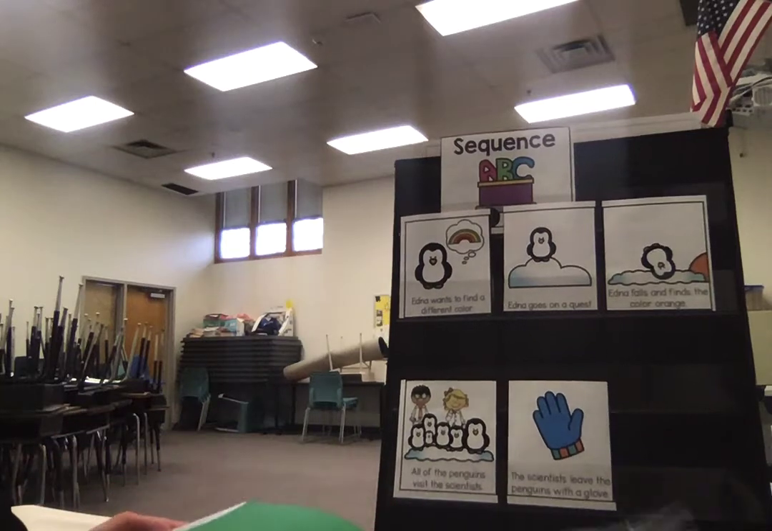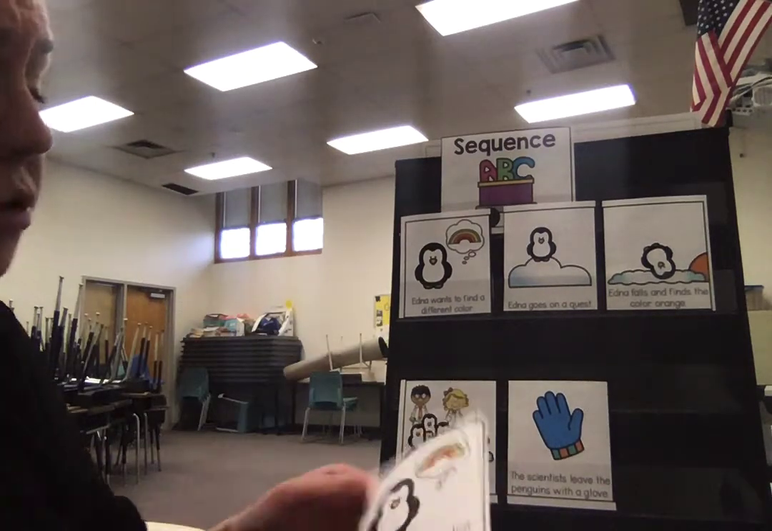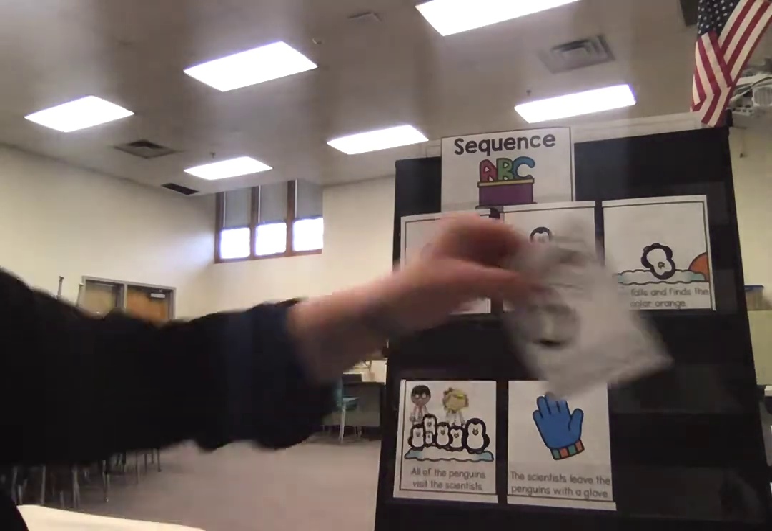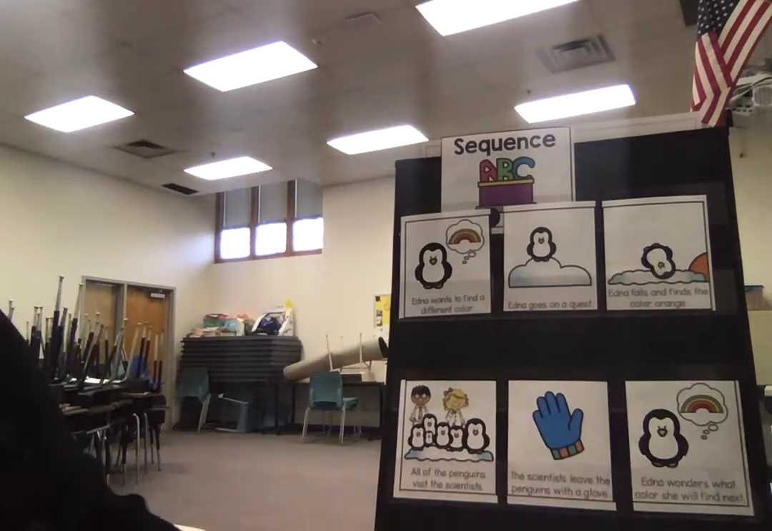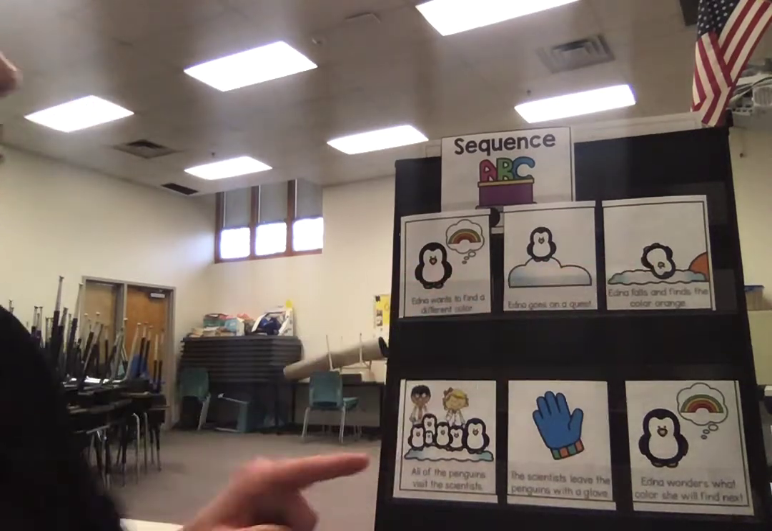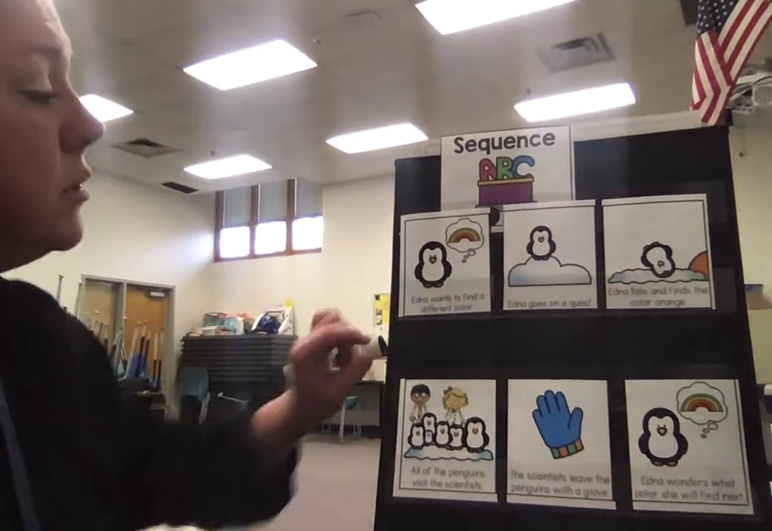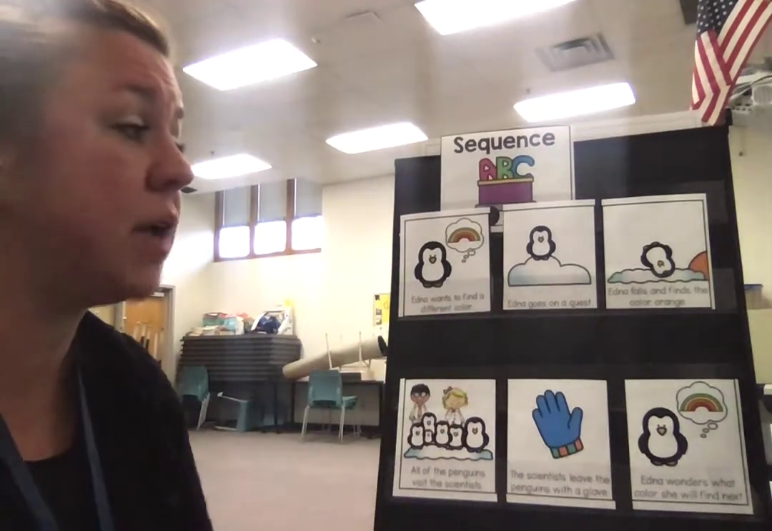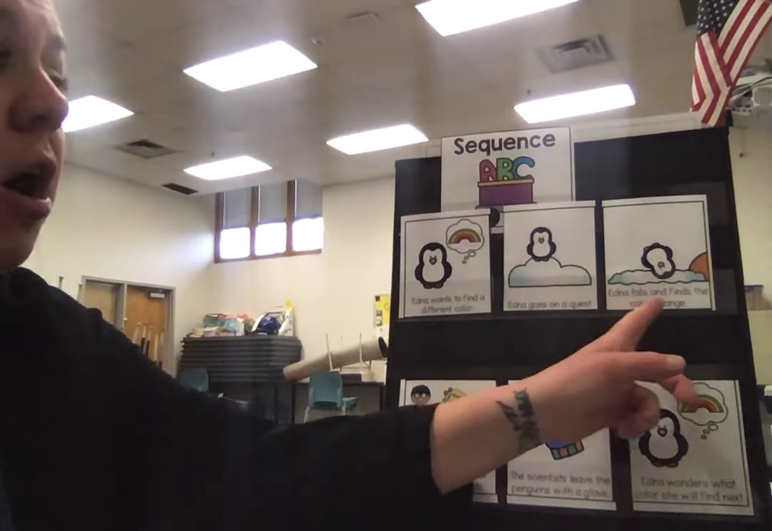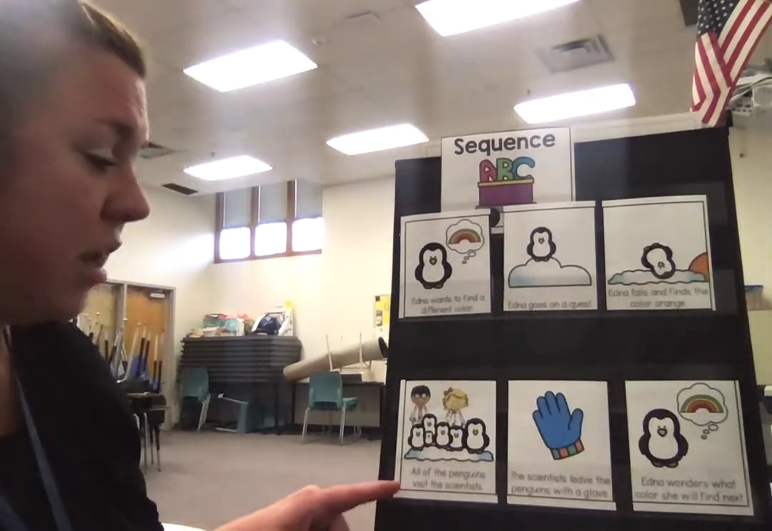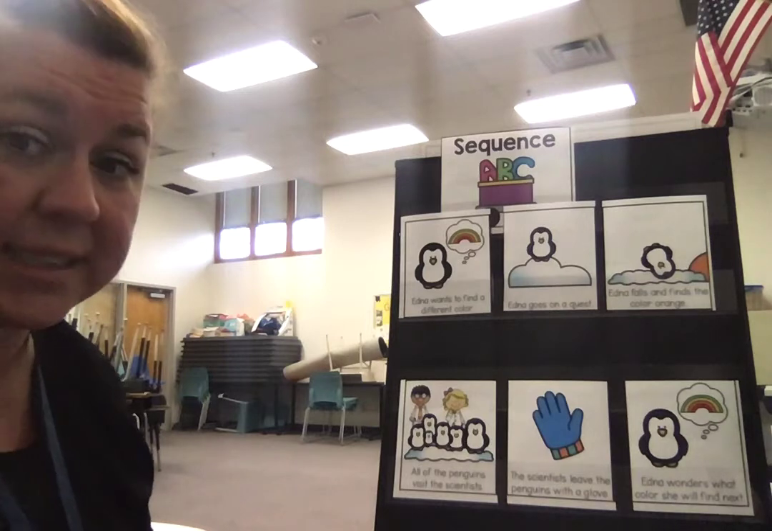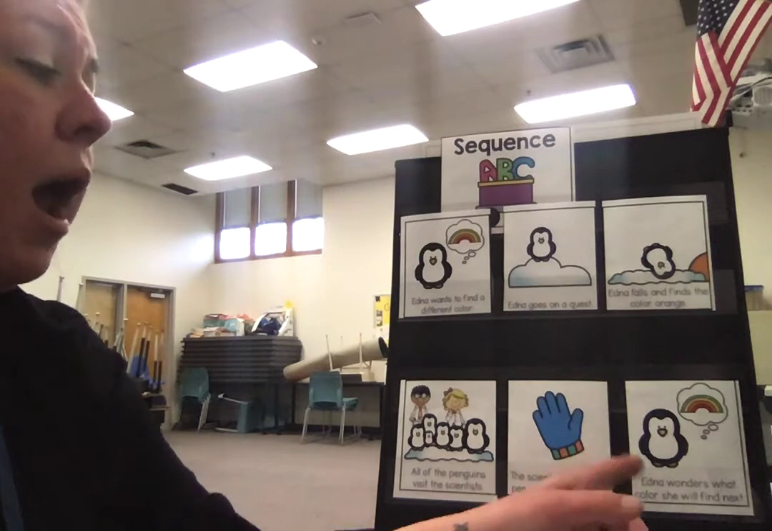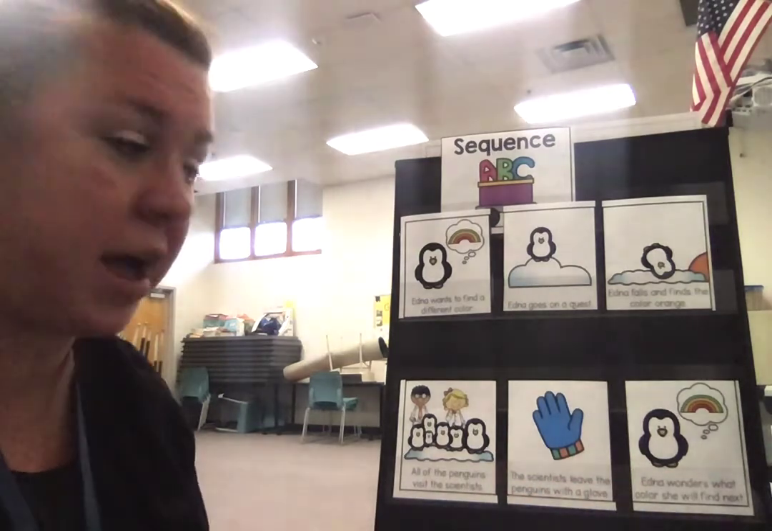All right, the end. So the last page, when she wondered, Edna wonders what color she will find next. So that is the last one. So in short, this is the sequence of the story and how it goes. So let's review it. Edna wants to find a different color. Edna goes on a quest. Edna falls and finds the color orange. And all the penguins visit the scientists. And the scientists leave the penguins with a glove. Edna wonders, what color will she find next?